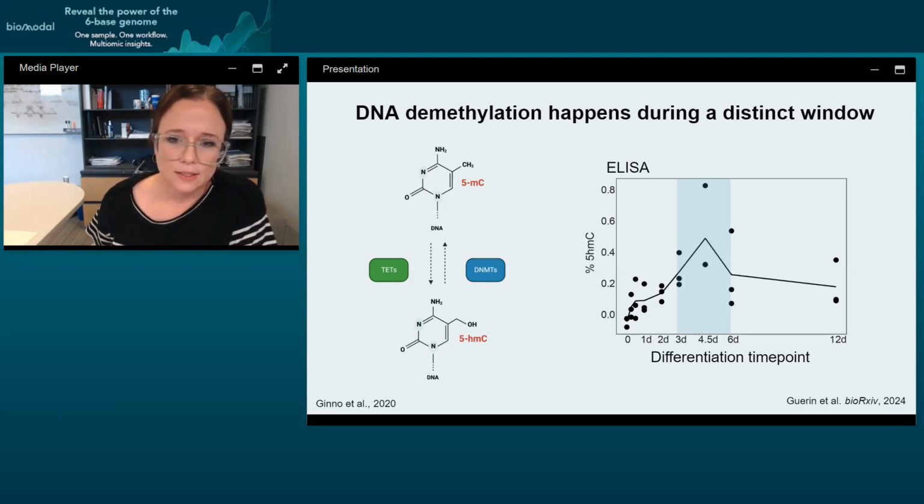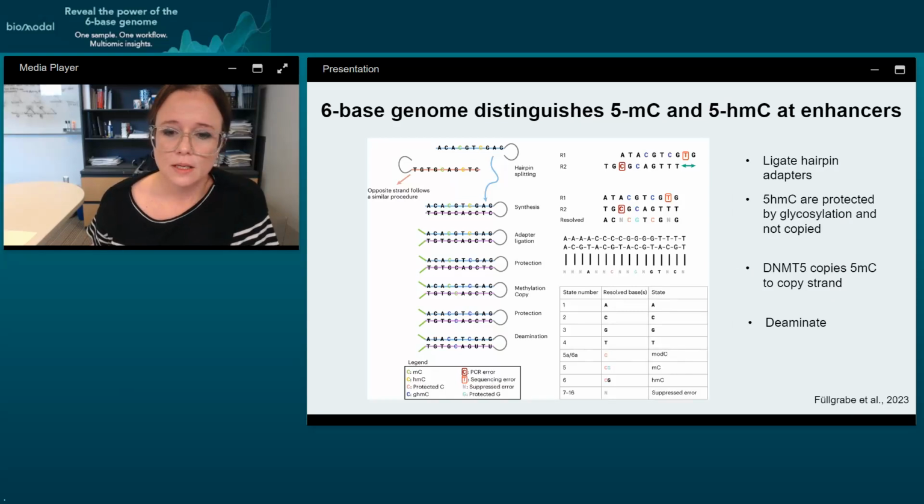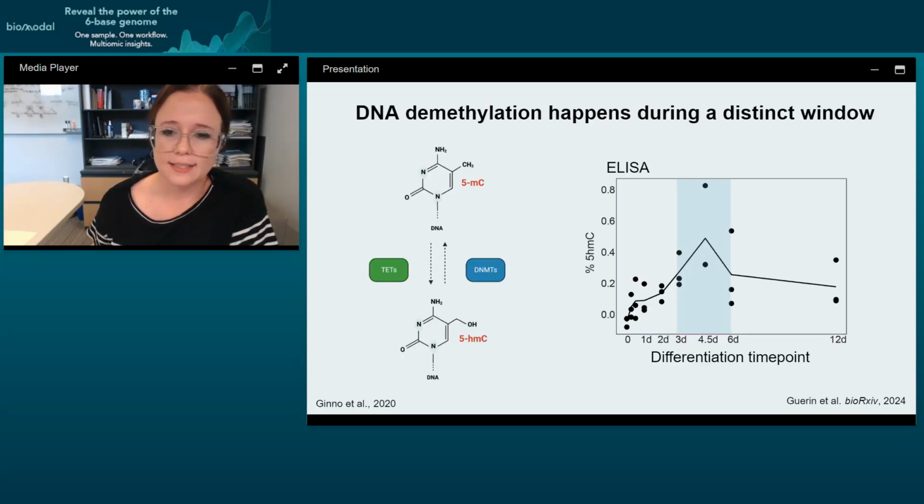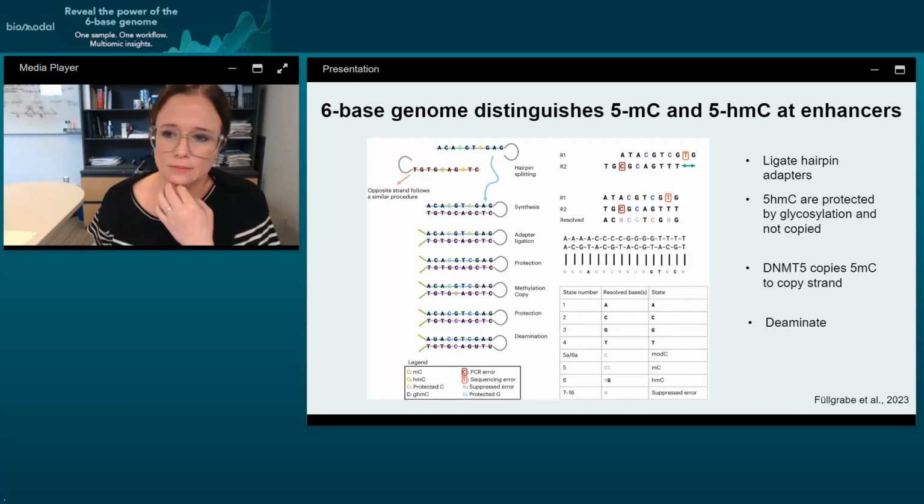So the first thing we did is we did an ELISA measuring global hydroxymethylcytosine at these different time points to understand whether there was a change in hydroxymethylcytosine coinciding with these DNA demethylation changes. What we observed is that there was a peak in 5-hydroxymethylcytosine that coincided with the window I pointed out earlier, where we have the strongest level of demethylation happening. But it wasn't telling us at which sites DNA methylation was actively being removed by TET demethylases.